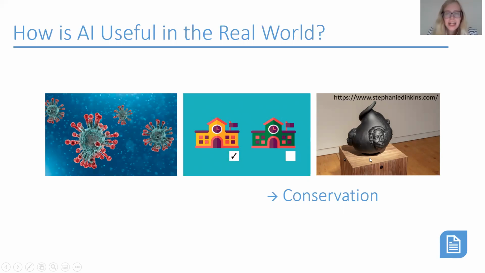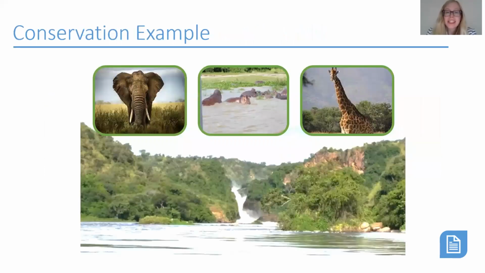So all of those are kind of cool applications of AI in the real world, in things that you might not have heard before. But what I want to focus on today is some of the work that I do in AI for conservation. So with that, I will go into a more specific example. With conservation, what I'm going to talk about in particular is wildlife conservation.